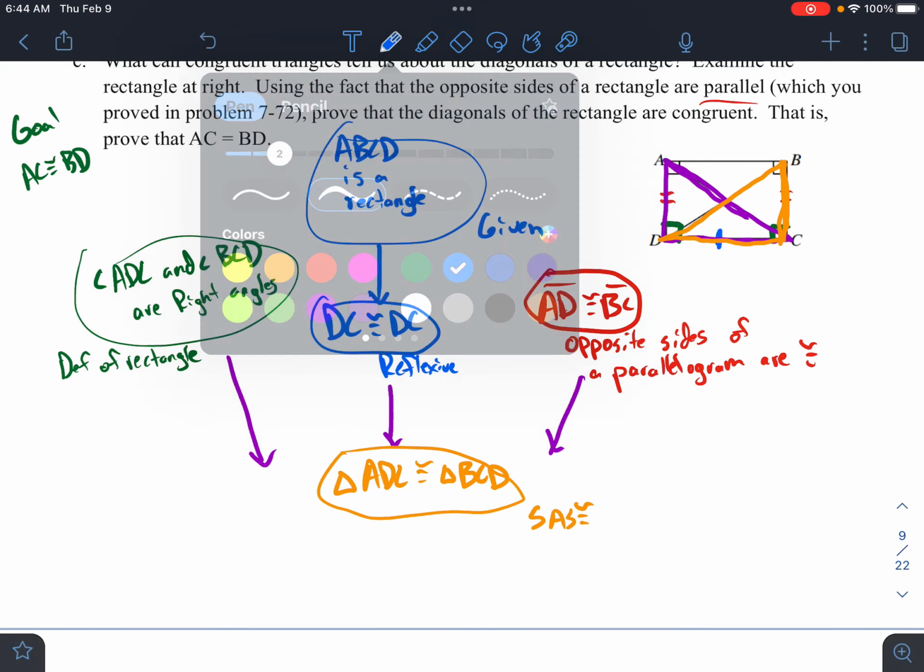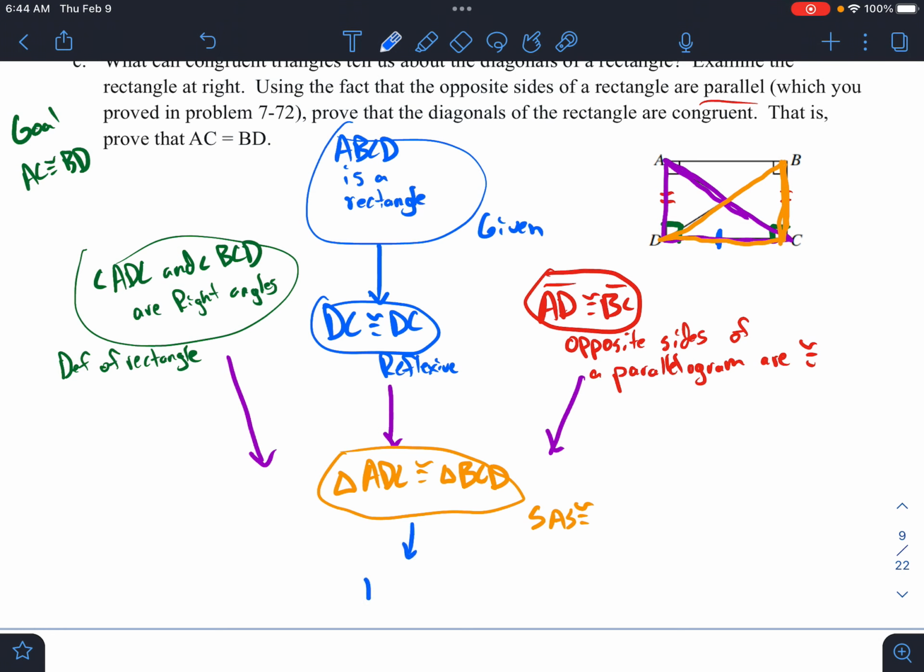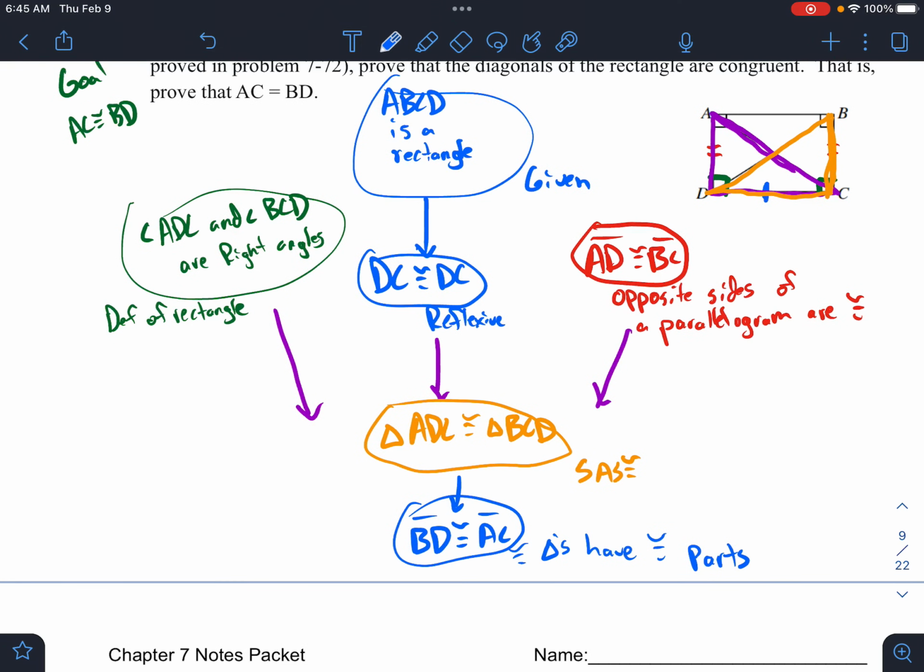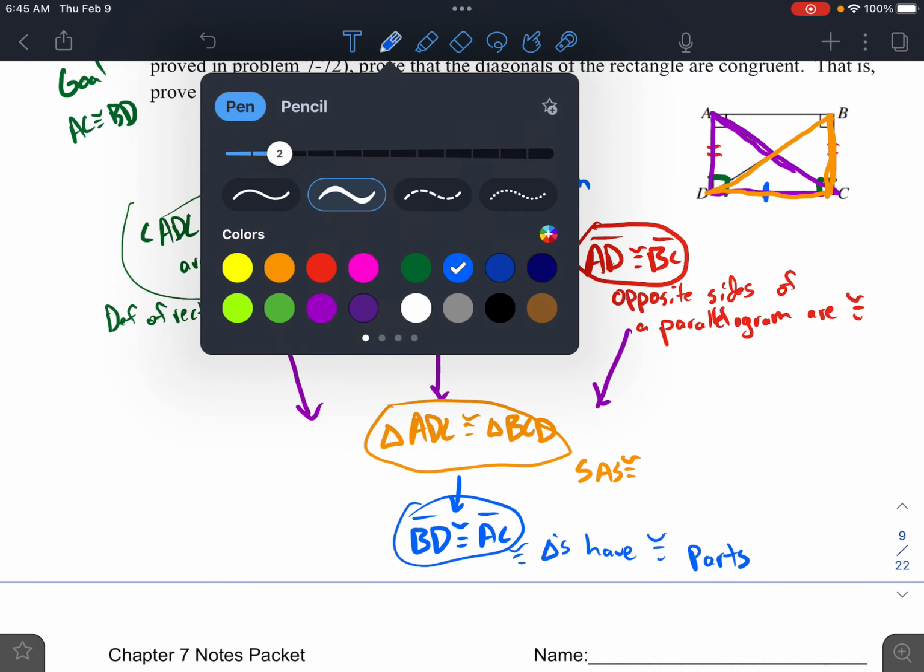And then lastly, we know then that BD is congruent to AC by, again, congruent triangles have congruent parts. So hopefully you're becoming more and more familiar with these types of proofs and are starting to become more comfortable. Again, I would say these are not necessarily easy, but hopefully your geometric knowledge is starting to grow.